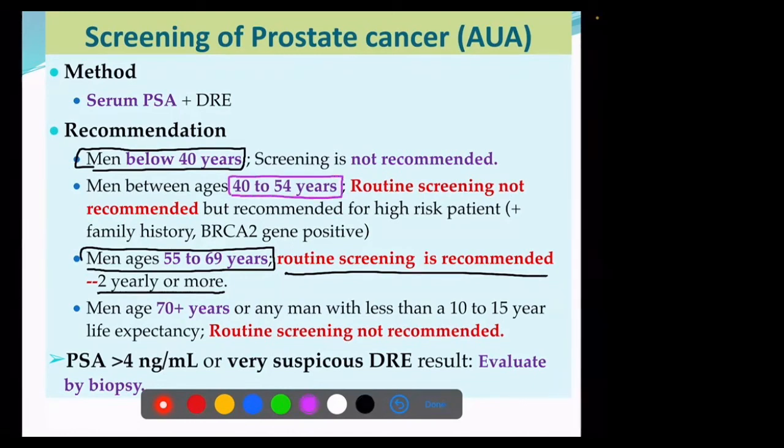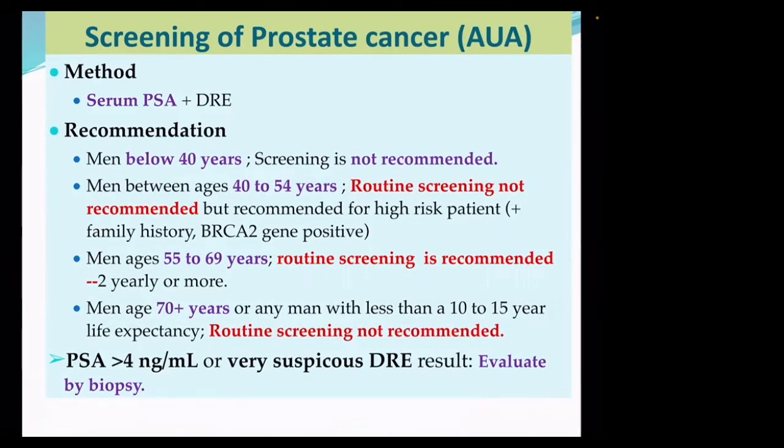Normally we don't do screening, but if the patient has high risk characters like having a positive family history, having some BRCA2 positive. So when they have these high risk factors, then you can start screening even before 55. And men at the age more than 70 years or whose life expectancy is less than 10, then we don't go for screening of that male. If we found any abnormality in DRE or PSA value, then you have to confirm by biopsy.